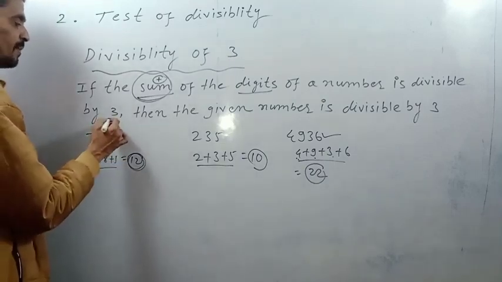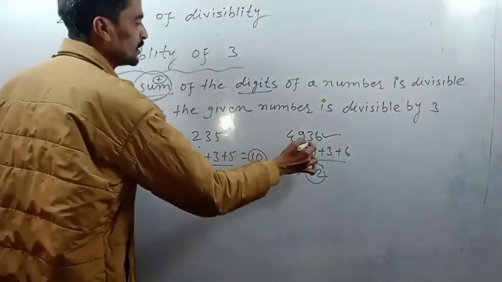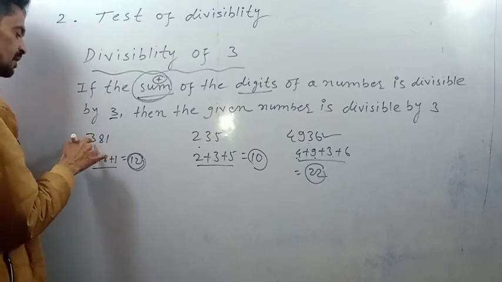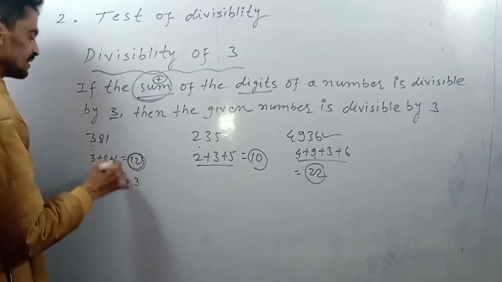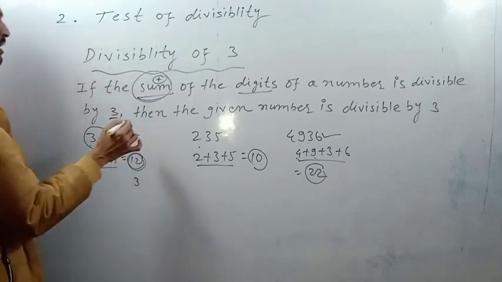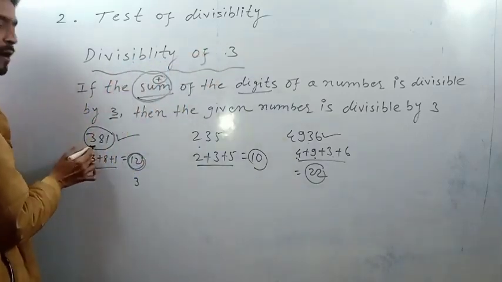Is it divisible by 3? Then the total number will be divisible by 3. So the sum of the digits of the given number is 12, and 12 is divisible by 3. That's why this total number is divisible by 3. So here 3's divisibility is satisfied by this number.